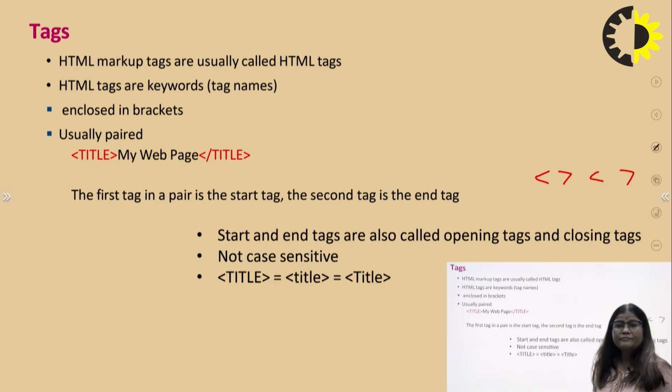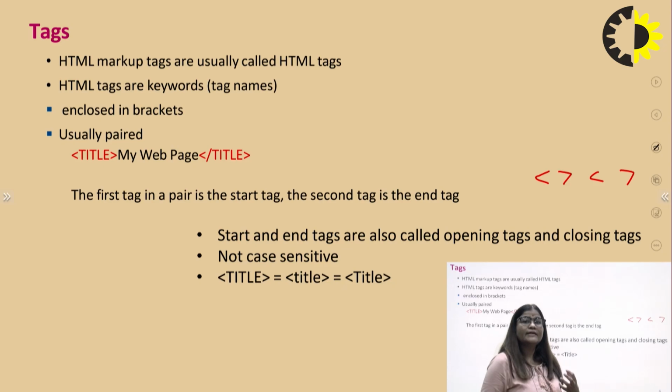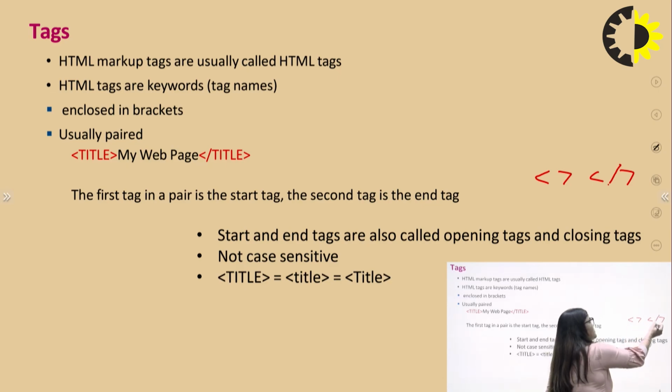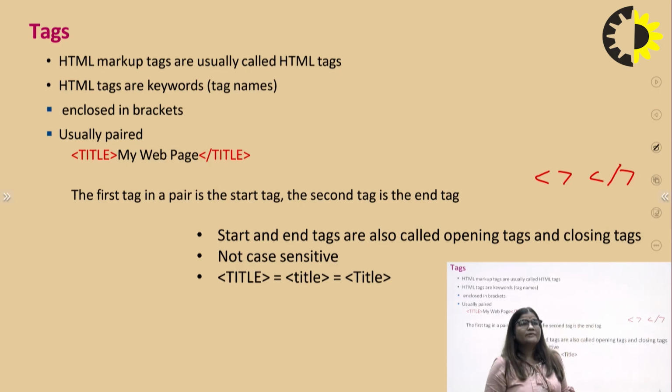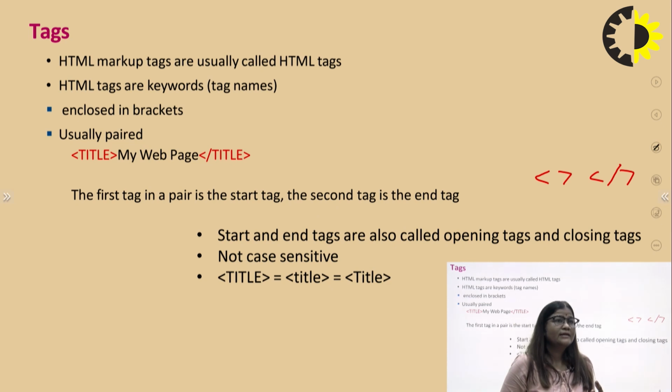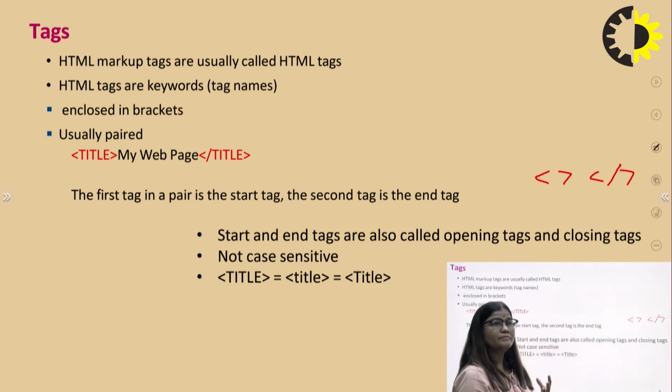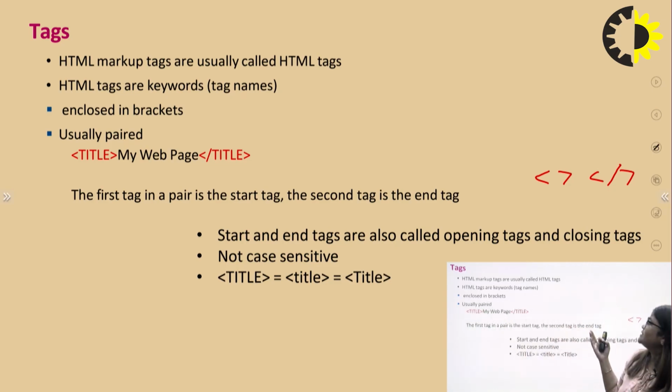Okay, so if we are writing anything, we ensure that it is written in this tag. It is opened by this tag and closed by this tag. So that's why we say it is defined by markup tags and markup language. That's why its name is HTML. Markup tags are usually called HTML tags.